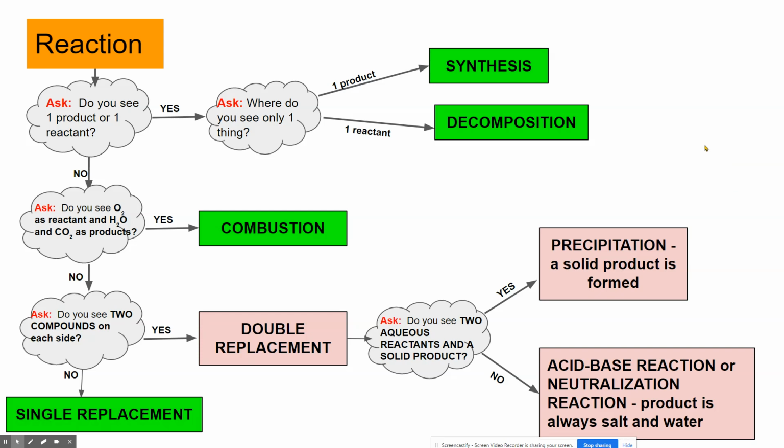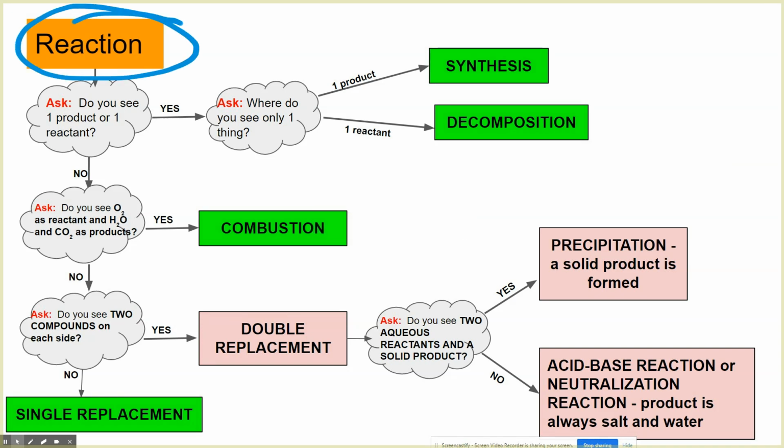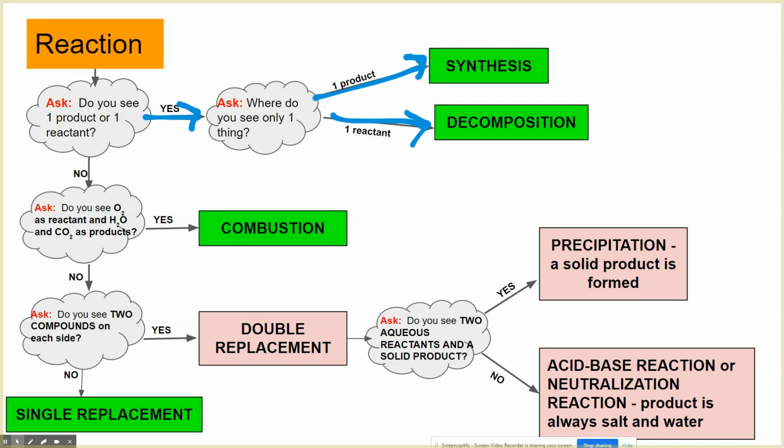So first of all, let's say you're given a certain reaction. The first thing you ask yourself: do you see only one product or one reactant? So you go down here. It's a flow chart. If you say yes, there's only two choices here. It's either a synthesis or a decomposition. So ask yourself, where do you see that one thing? If it's a one product reaction, it has to be synthesis. If there's only one reactant, it has to be decomposition.